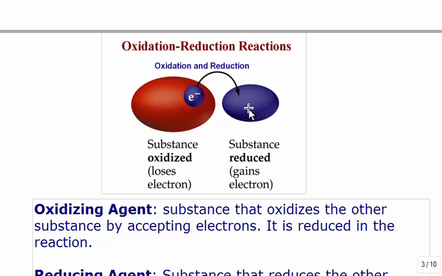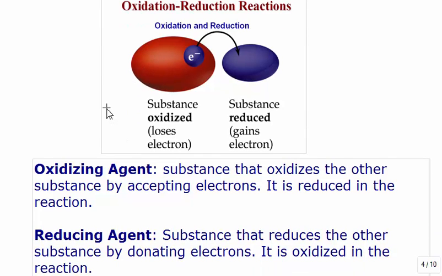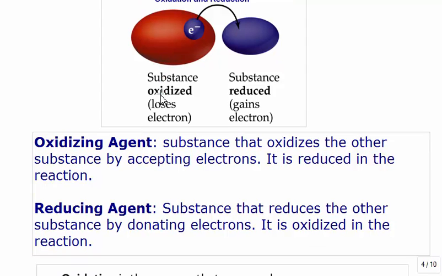And so we will describe, in addition to oxidation being the loss of electrons, an oxidizing agent as the substance that oxidizes something else. That is, it is reduced in that reaction, whereas a reducing agent is what is being oxidized. So it is giving electrons to something else, forcing it to be reduced.